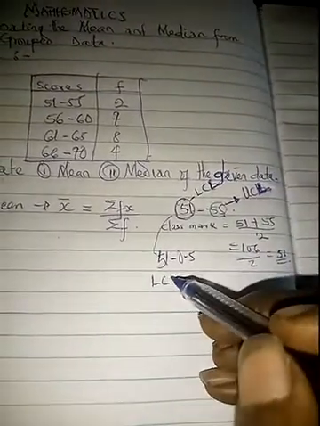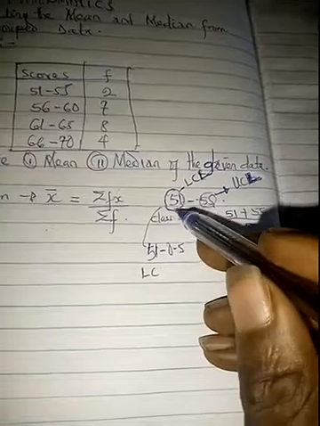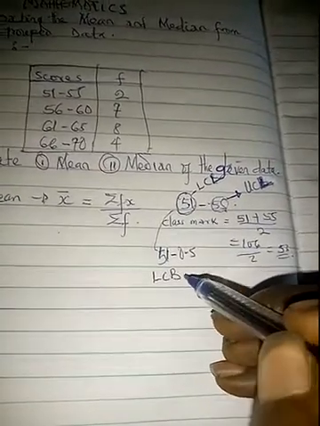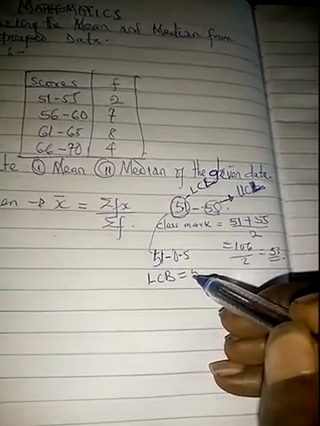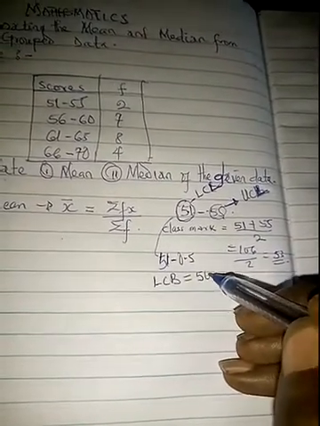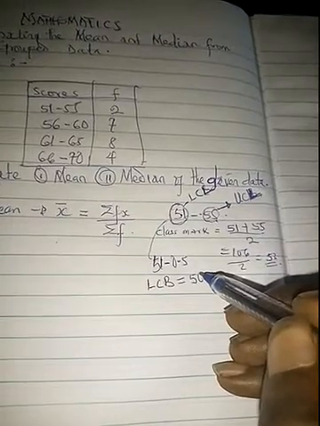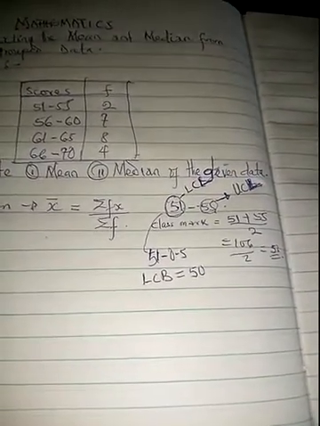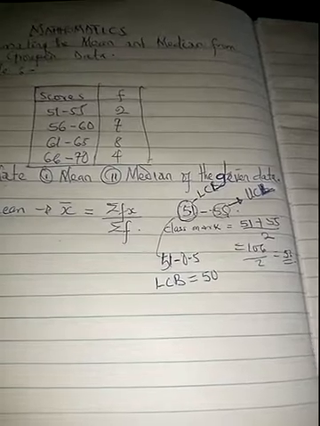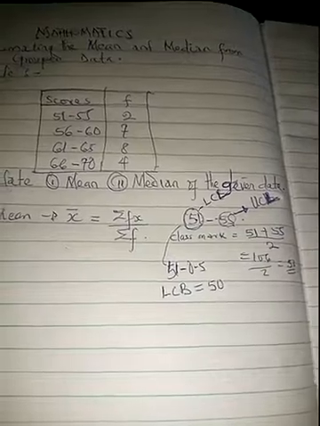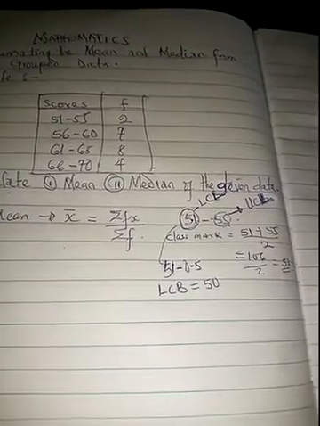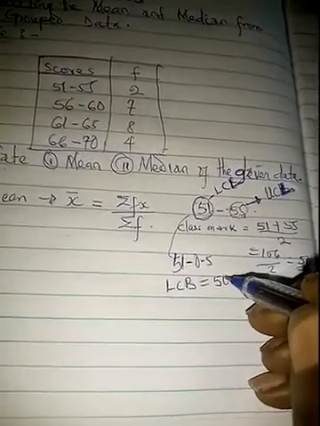By the time you take away 0.5 from the lower class limit, you have what we call the lower class boundary. So 51 minus 0.5 will give us 50.5.